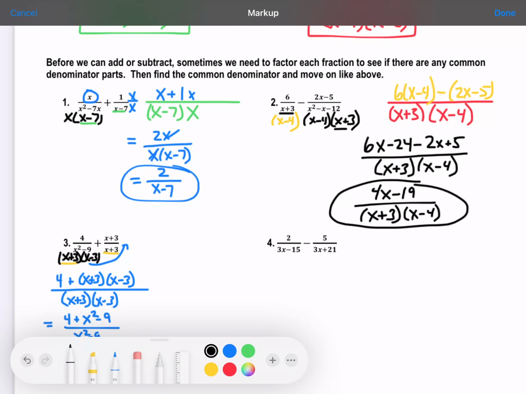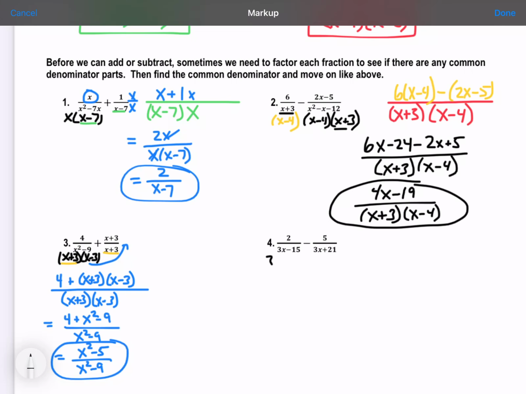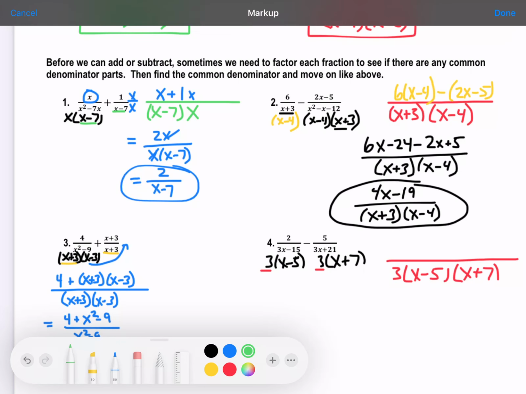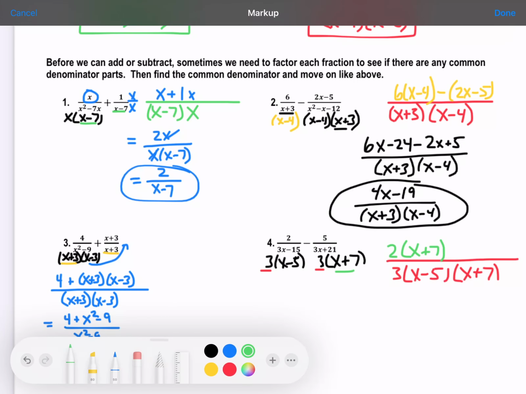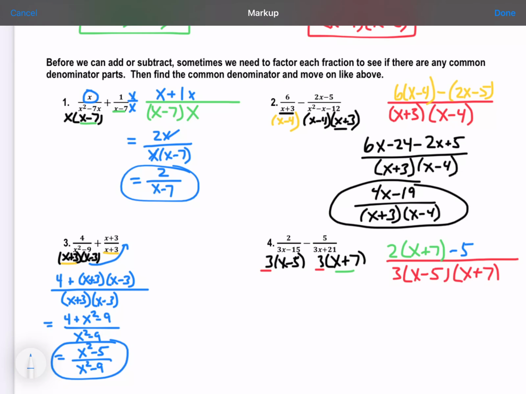All right, let's look at this last one. So 3x minus 15, we can take out a 3, and it becomes x minus 5. 3x plus 21, we can take out a 3, and it becomes x plus 7. So in this case, they both have a 3, but then the x minus 5 and x plus 7 are separate. So when we write it up, our denominator is 3 times x minus 5 times x plus 7. So that means that the 2 needs to multiply by the x plus 7, and the minus 5 needs to multiply by the x minus 5, because that's what it was missing.